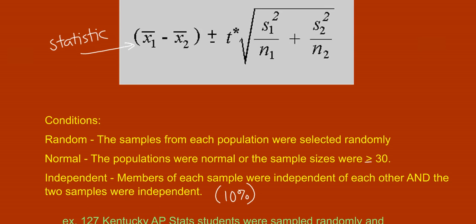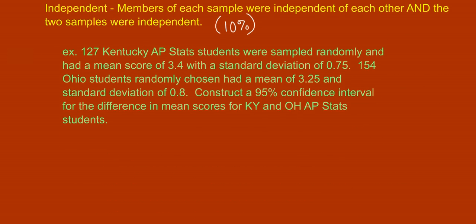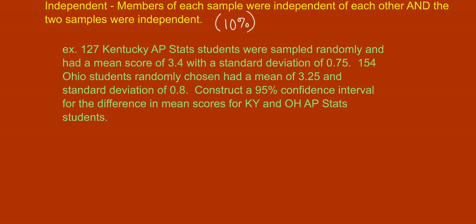Okay, so we're going to use AP students as an example. I'm going to choose 127 from Kentucky AP Stat students, get their average exam score and standard deviation, and I'm going to choose 154 from Ohio and get their average and standard deviation, and construct a 95% confidence interval for the true mean difference in scores. If you were all knowing and you knew the actual average from everybody in Kentucky who's ever taken the test and from Ohio, you could subtract those numbers and you would know who does better overall. We are estimating that. That's what a confidence interval does. It estimates an unknown value.